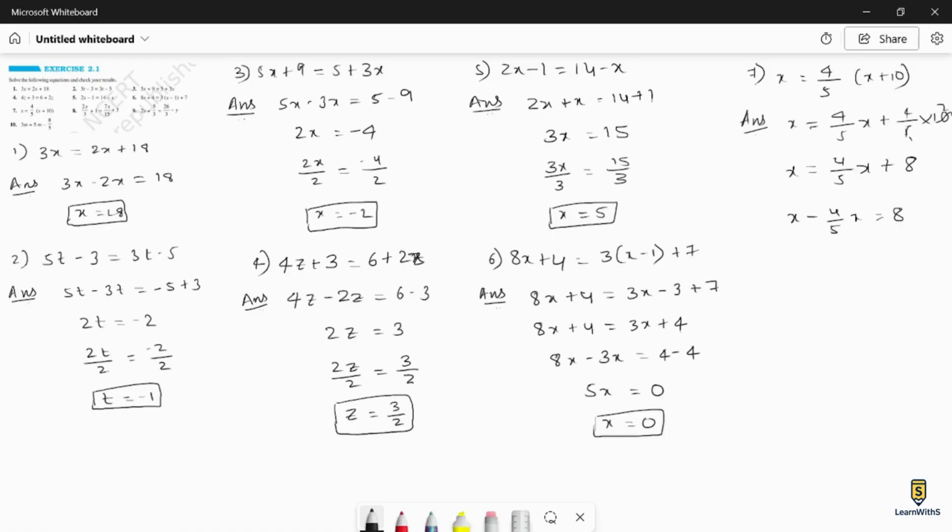By taking LCM of 1 and 5 is 5. So 5x minus 4x by 5 is equal to 8. x by 5 is equal to 8. x is equal to 8 into 5. x is equal to 40.